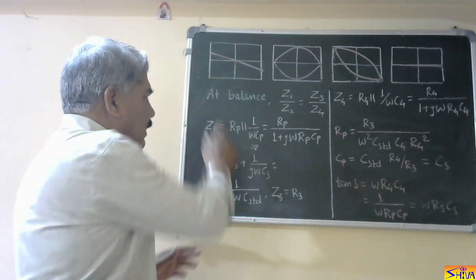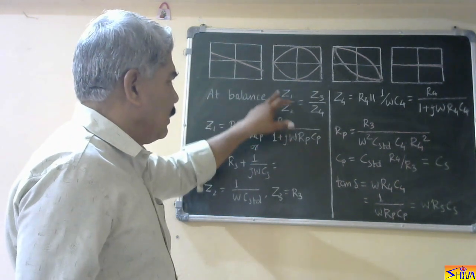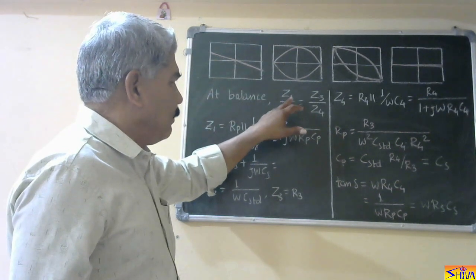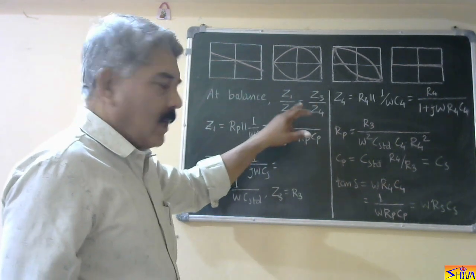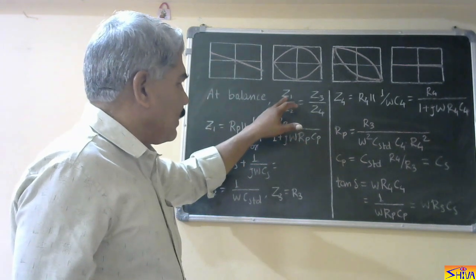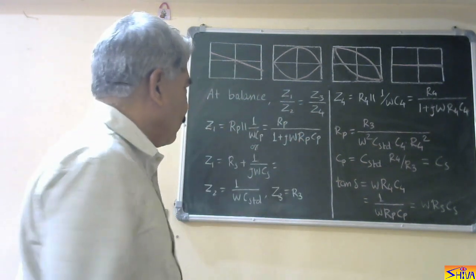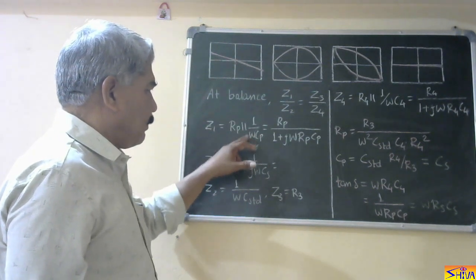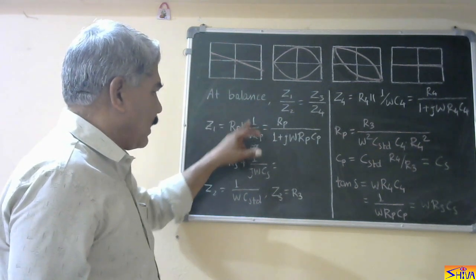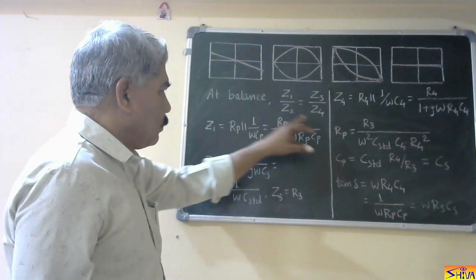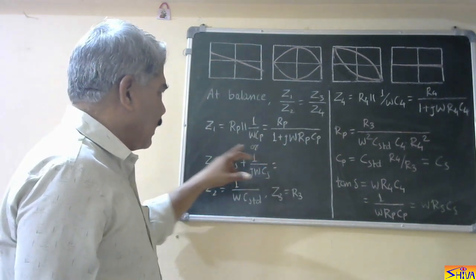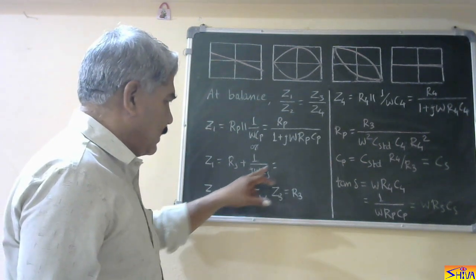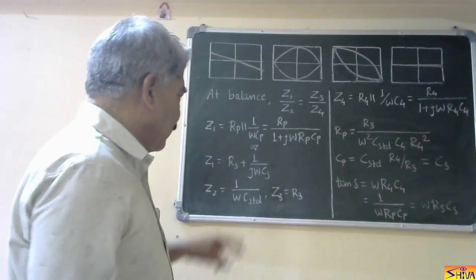Now at balance condition, this is the equation: Z1 upon Z2 is equal to Z3 upon Z4, where Z1, Z2, Z3 and Z4 are the impedances of first, second, third and fourth branch respectively. So first branch Z1 is either parallel combination of RP and CP. So we get RP parallel with 1 upon j omega CP. If we are representing this by series combination, then it will be Rs plus 1 upon j omega Cs. So that will be Z1.